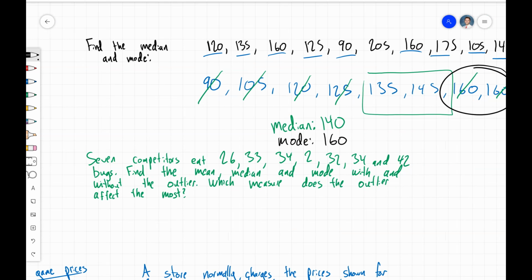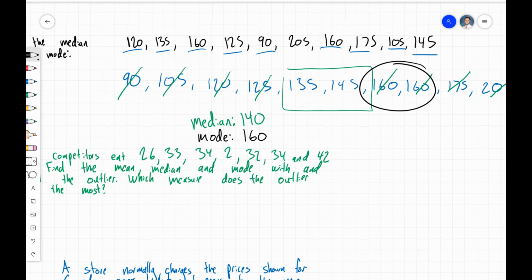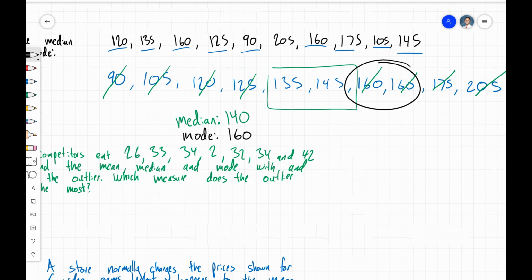All right, now another example, finding the median and the mode. It says 7 competitors eat 26, 33, 34, 2, 32, 34, and 42 bugs. Kind of a gross competition. Find the mean, median, and mode with and without the outlier. Which measure does the outlier affect the most?